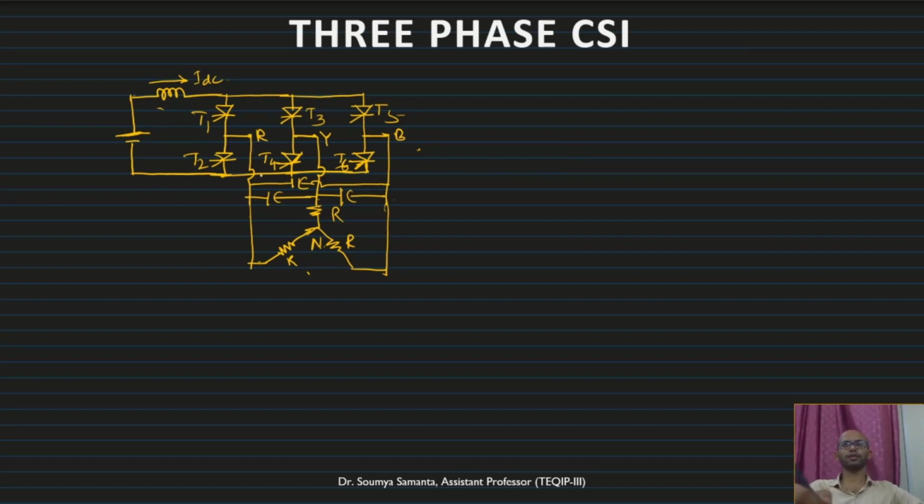So this is the three-phase current source inverter. If we go with the 180 type of operation, in a similar way of operation, we can derive it.